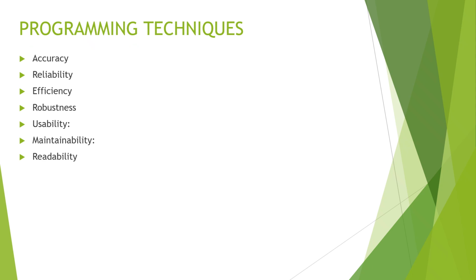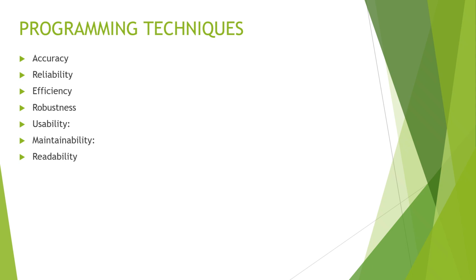Now let's move on to programming techniques. There are some things that we need to take note of for a good program. There are some things that must be in place for us to say, okay, this program is a good program. These are the various things that must be in place. The first one is accuracy, then reliability, efficiency, robustness, usability, maintainability, and then readability. Now let's take it one by one.